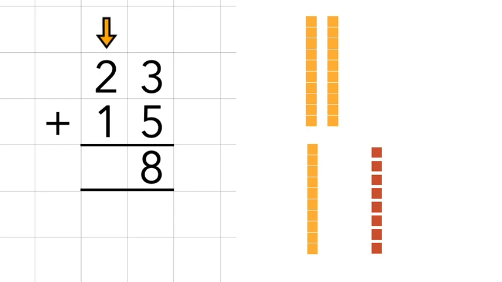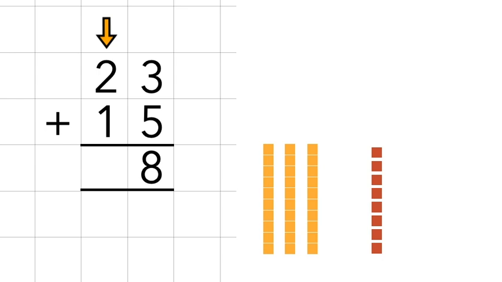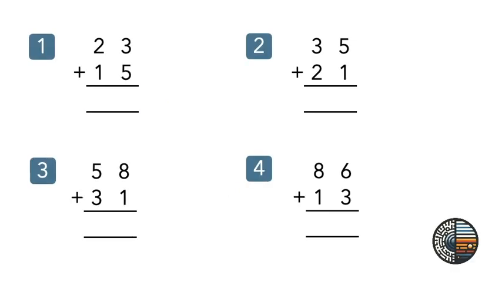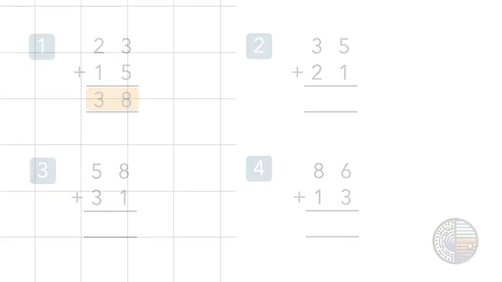Now we move to the tens column. We have 2 tens plus 1 ten, which gives us 3 tens, which is 30. So that's going to be a 3 in the tens column. So our answer is 38. Let's put that answer into there and move on to question 2.